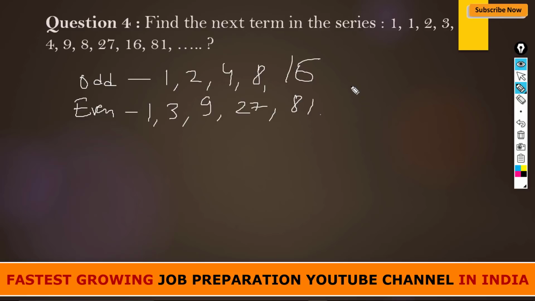That means the odd series is following the power of 2. That means 2 to the power 0, 2 to the power 1, 2 to the power 2, 2 to the power 3, and 2 to the power 4. And the even series is following the power of 3. 3 to the power 0, 3 to the power 1, 3 to the power 2. So I hope you have understood the logic here. So odd places are following the power of 2 and the even is following the power of 3.